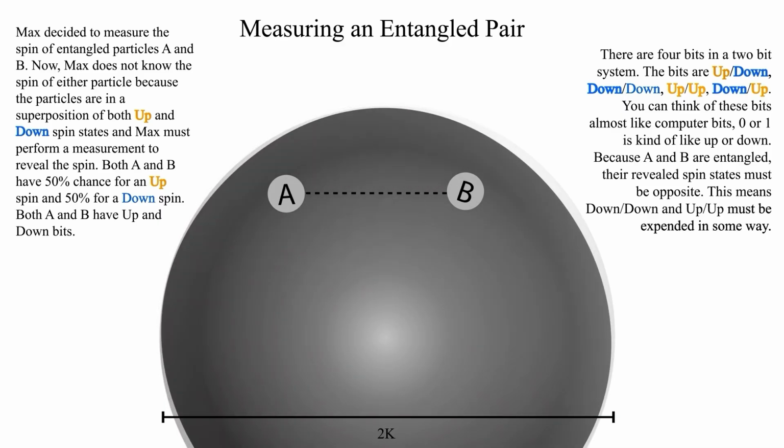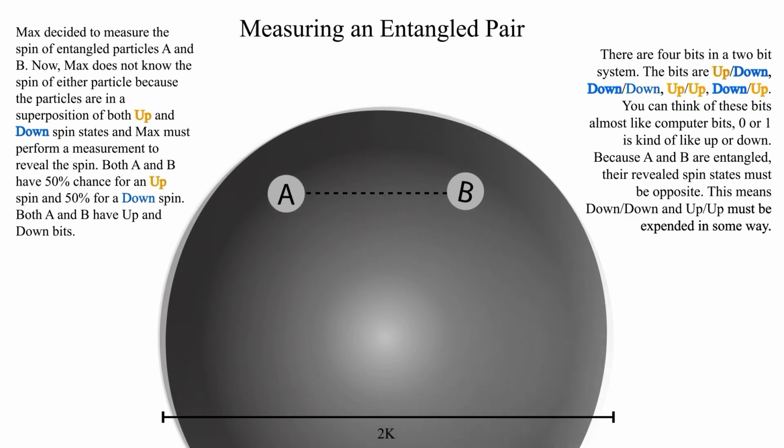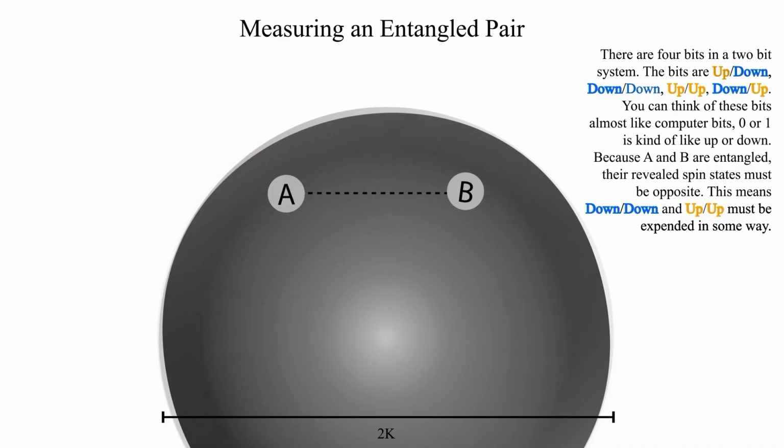A 0 or a 1 is kind of like an up or a down. Because A and B are entangled, their revealed spin states must be opposite. This means down, down, and up, up must be expended in some way.